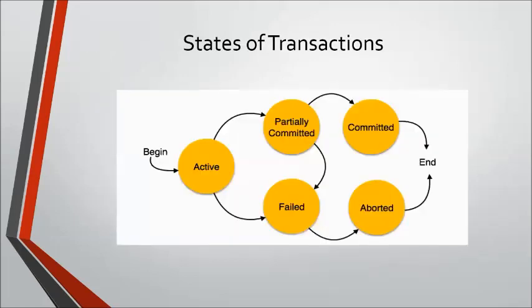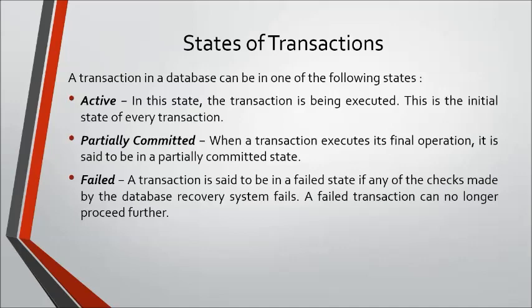Here are the states of transaction. So we have active, partially committed, failed, committed, and aborted. A transaction in a database can be in one of the following states. We have first active. In this state, the transaction is being executed. This is the initial state of every transaction. Next, we have the partially committed. When a transaction executes its final operation, it is said to be in a partially committed state.